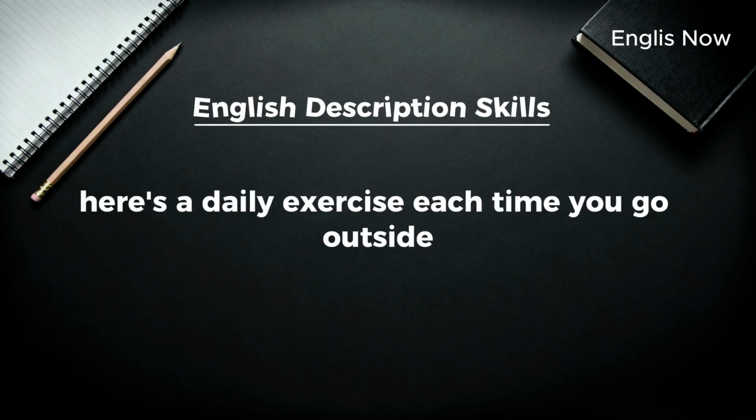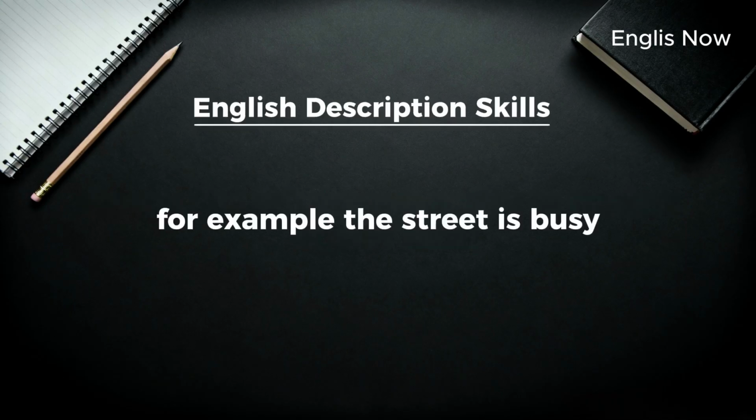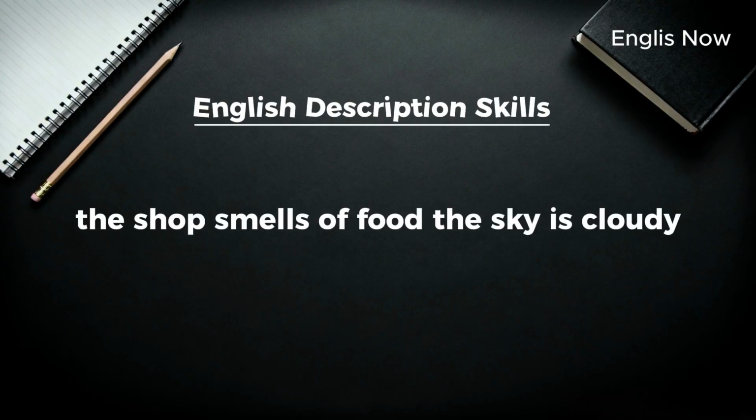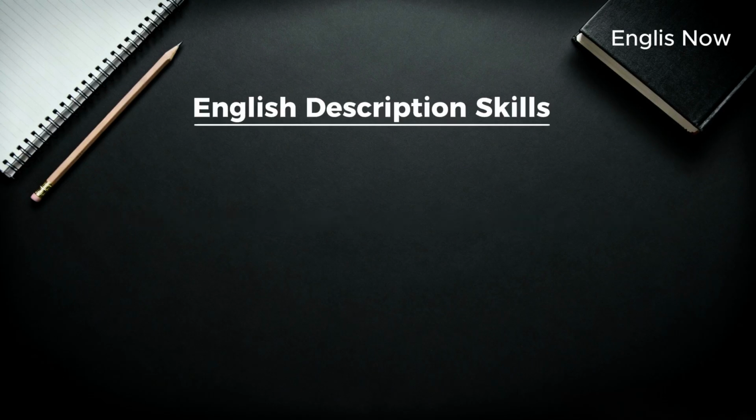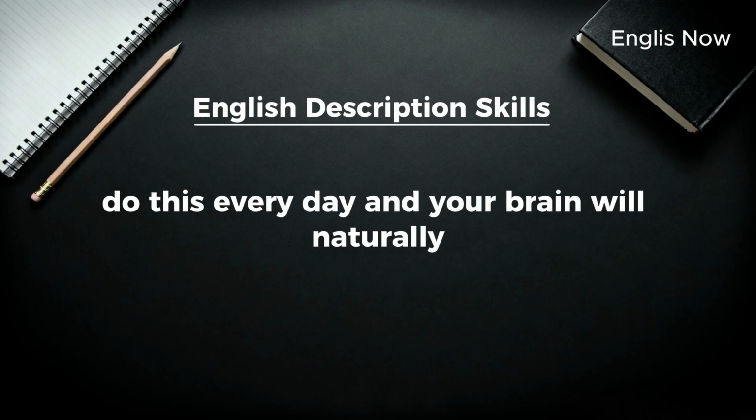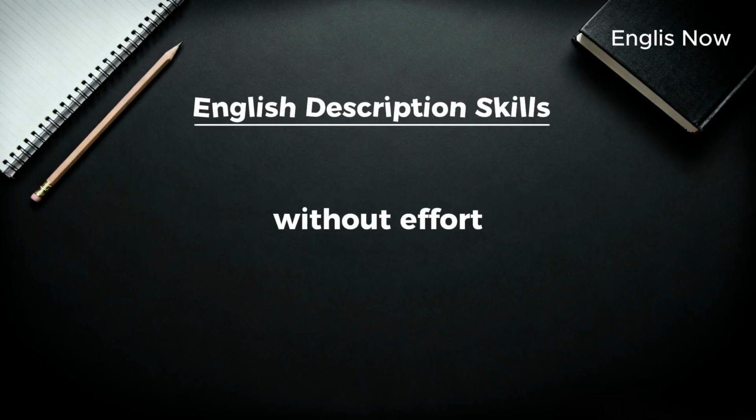Here's a daily exercise. Each time you go outside, choose 5 things to describe in English in your head. For example, the street is busy, the man is walking quickly, the shop smells of food, the sky is cloudy, the bus is full of people. Do this every day, and your brain will naturally begin to think in English without effort.